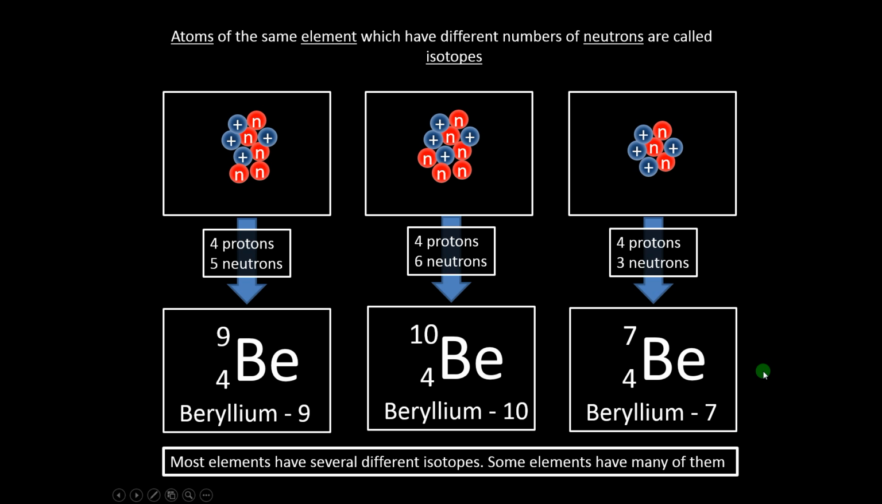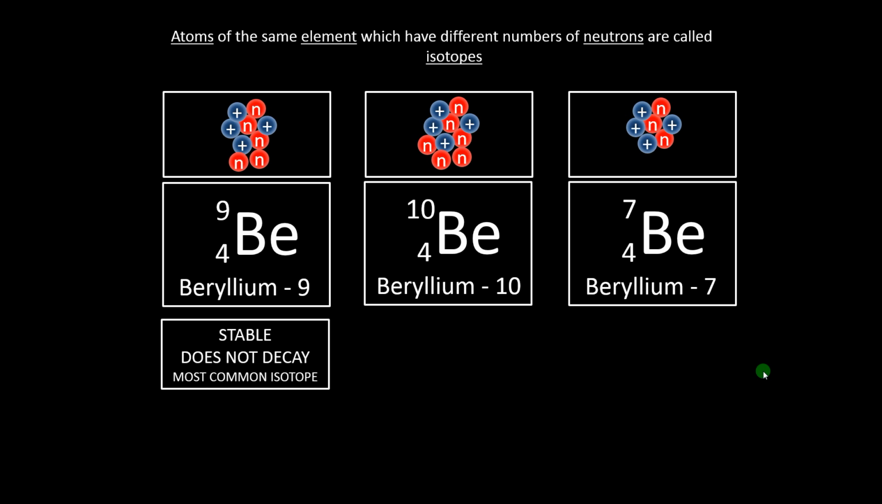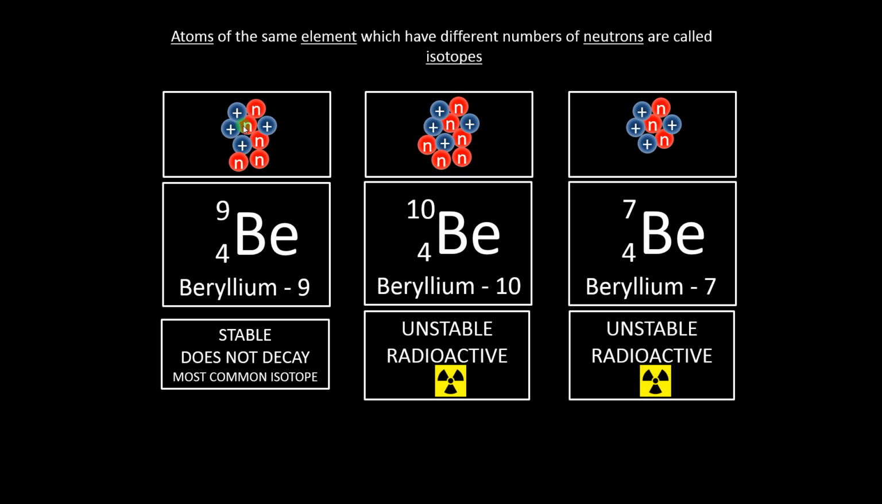Okay, so most elements have several different isotopes. Some elements have many, many different isotopes. And the thing to remember about these as well is that usually there's only 1 stable version, occasionally a couple. So by stable, what we mean is the nucleus will remain as it is, unchanged. Okay, if we just leave beryllium 9 alone, the nuclei sit there, they will not decay. And the other 2 versions of beryllium here are unstable nuclei.